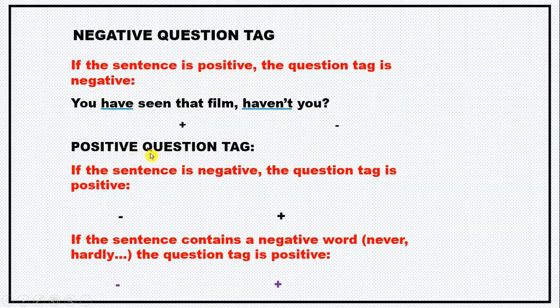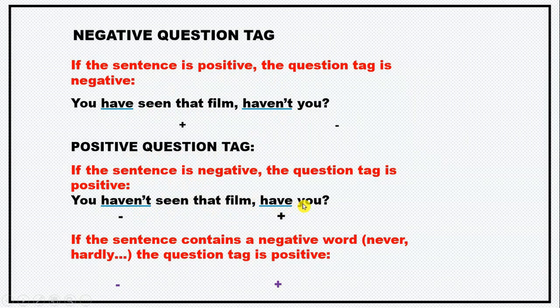Similarly, in the case of positive question tag, if the statement is negative, then the question tag is positive. Exactly the opposite. For example, you have not seen that film. This is the first statement, the one before the comma. You haven't, that is negative. Have you? It is positive. In this kind of statement, once the statement is positive the question tag becomes negative.